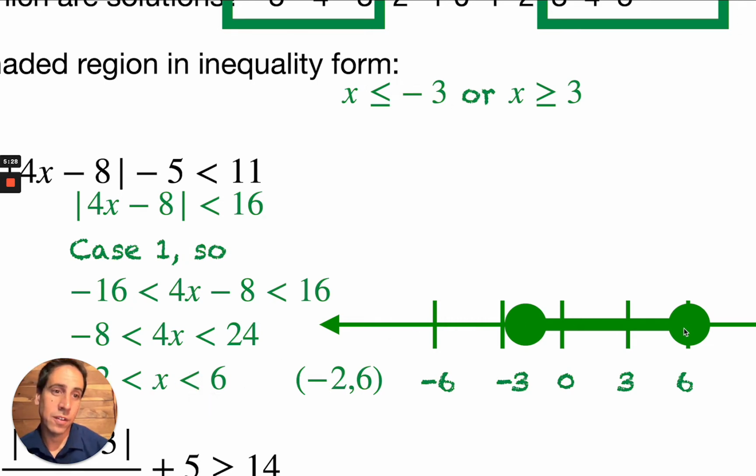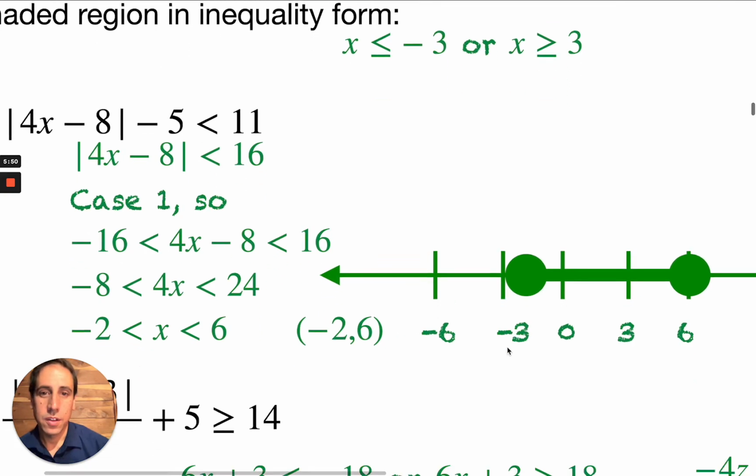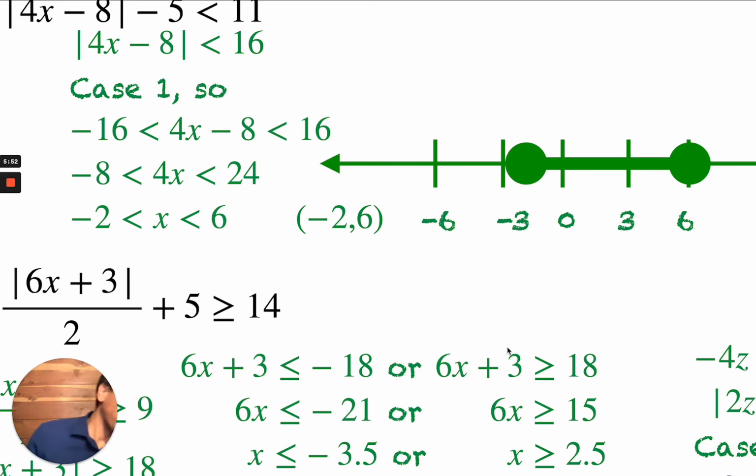Here it is graphed on a number line, and here it is in interval notation. All the numbers between -2 and 6. Oh no, it should not be including. These should be open dots. I gotta change that. Okay. Yeah, these should definitely be open dots. So, let me go make a note of that.